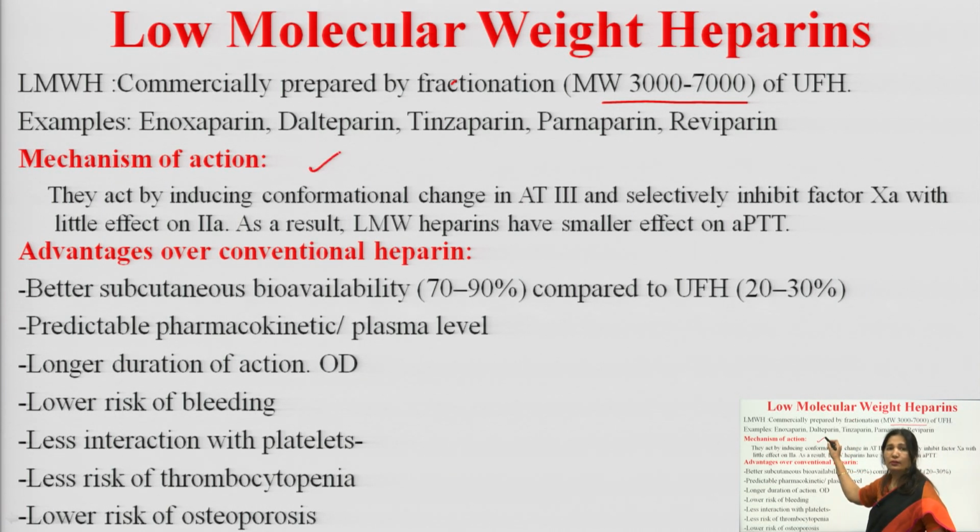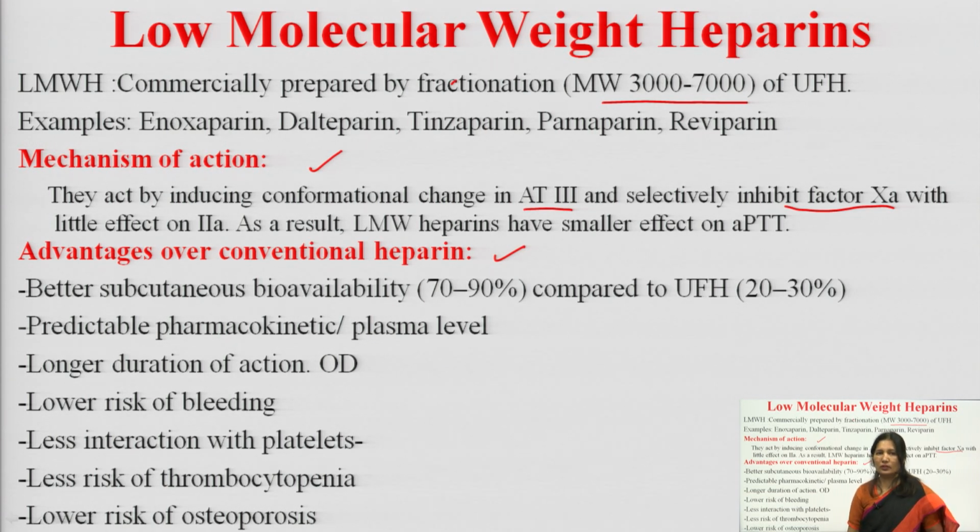Mechanism of action is similar to heparin, but they selectively inhibit factor 10A with little effect on factor 2A. That is, they first induce conformational changes in antithrombin 3 and then inhibit factor 10A with little effect on 2A. As a result, low molecular weight heparin has small effect on PTT. So, it has advantages over conventional heparin. It has better subcutaneous bioavailability, a predictable pharmacokinetic profile, and a longer duration of action.